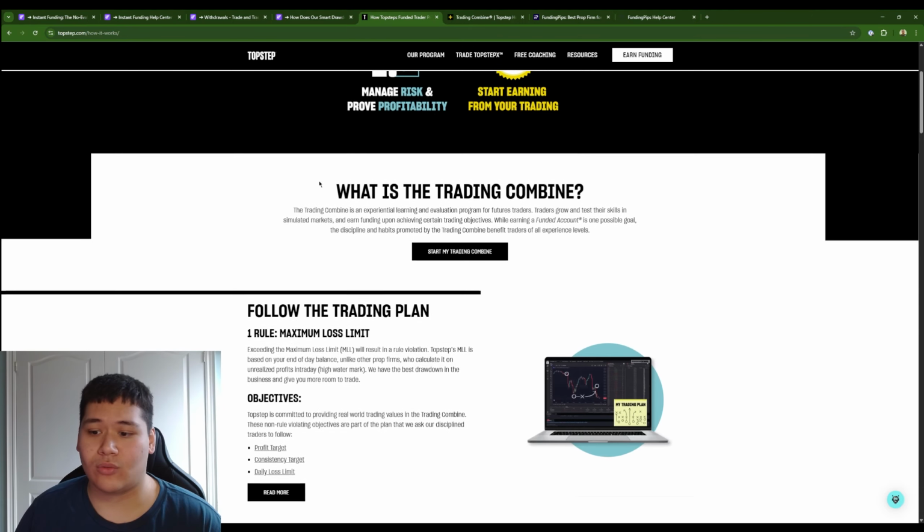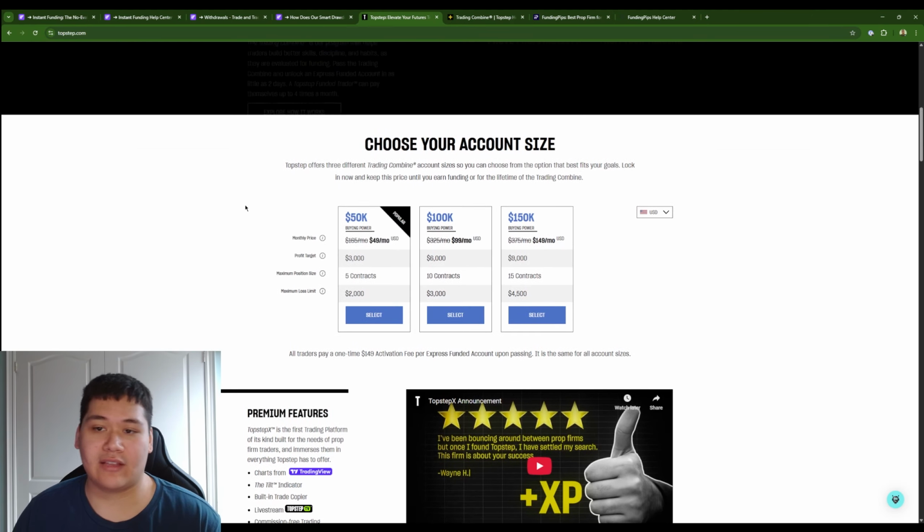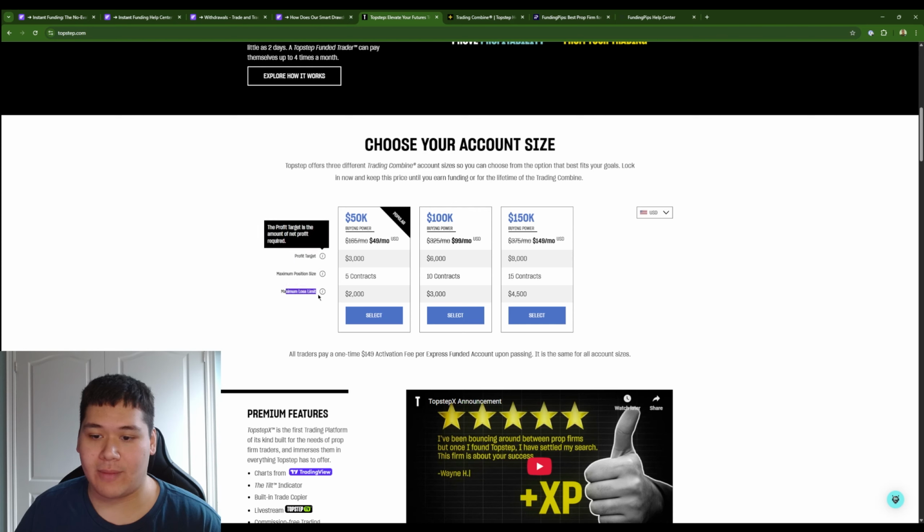Same sort of rules apply. I just scroll down to check out their account sizes, which is right here. This is the initial thing I do for every prop firm, is I check out their account sizes, and there we go. We got the profit target and the maximum loss limit. They don't have a daily loss limit here, but those are the ones that I'm most interested in.